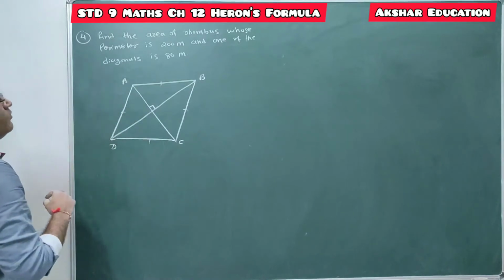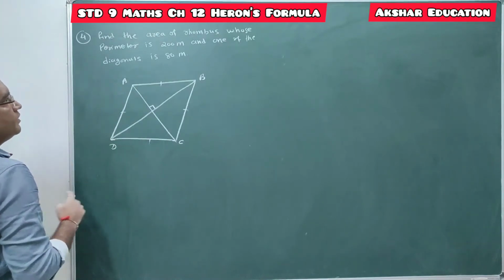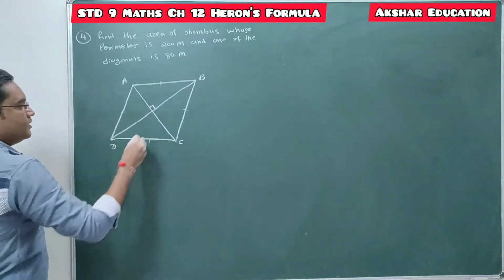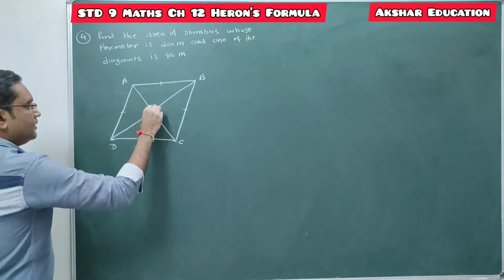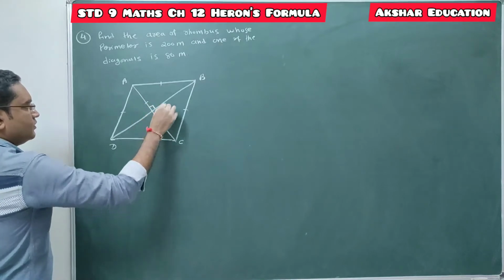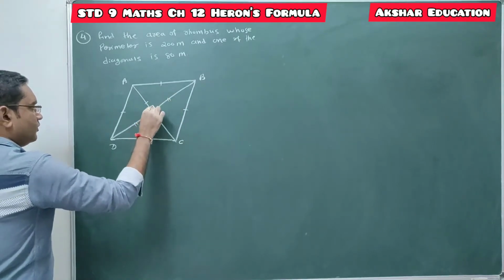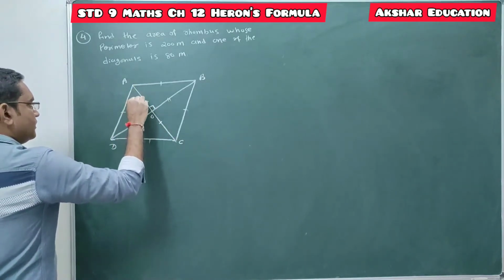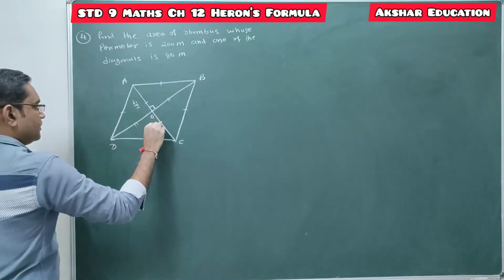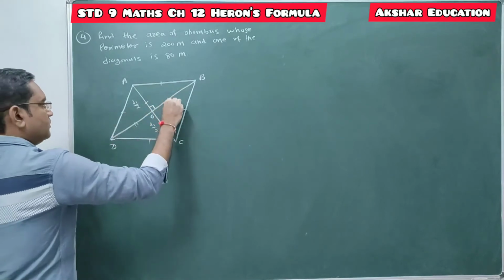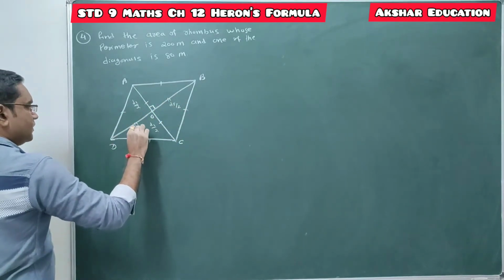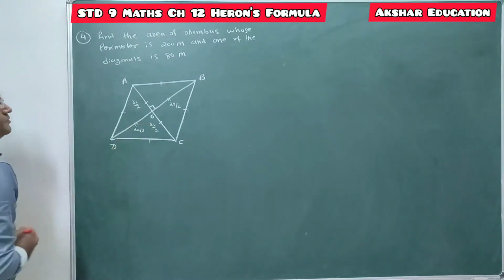So find the area of rhombus whose perimeter is 200 meter and one of the diagonal is 80 meter. Two diagonals are there, they are bisecting each other at 90 degree. So this point O is the midpoint of diagonal. Suppose this is diagonal D1, so this is D1 by 2, this is D1 by 2, and this is diagonal D2, so this is D2 by 2, and this will be D2 by 2.